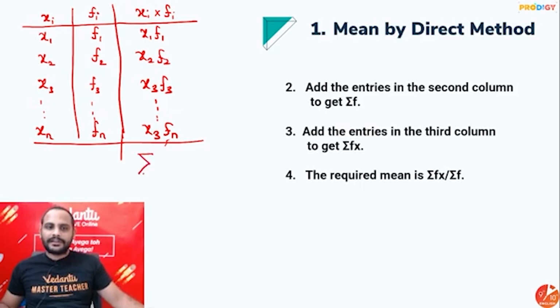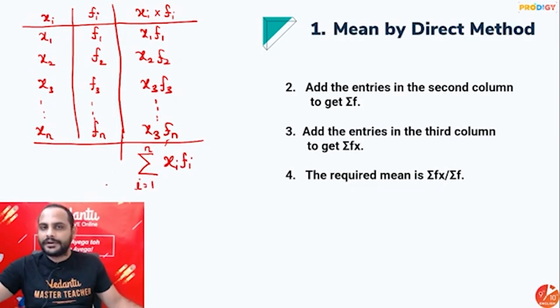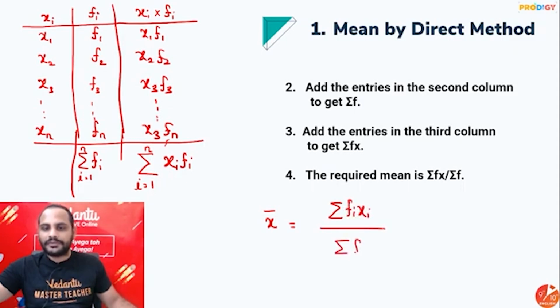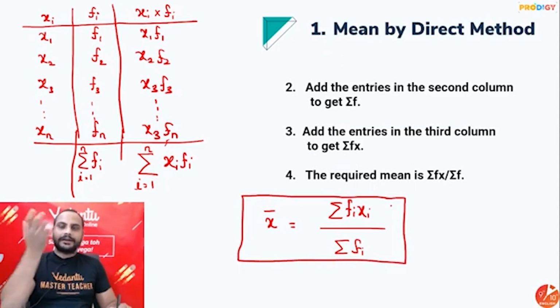Sum is written with this sign, sigma. Summation of all the values of xi into fi, where i is going from 1 to n, because the values are over here till n. Then the number of observations is the sum of frequencies. You need to find the sum of frequency, where i is going from 1 to n. So the value of mean will be the sum of all the observations, summation of fi into xi, divided by the number of observations, which is the sum of frequency. This is your direct method.